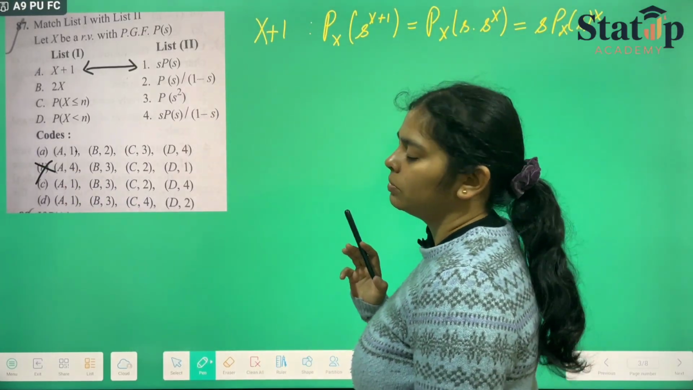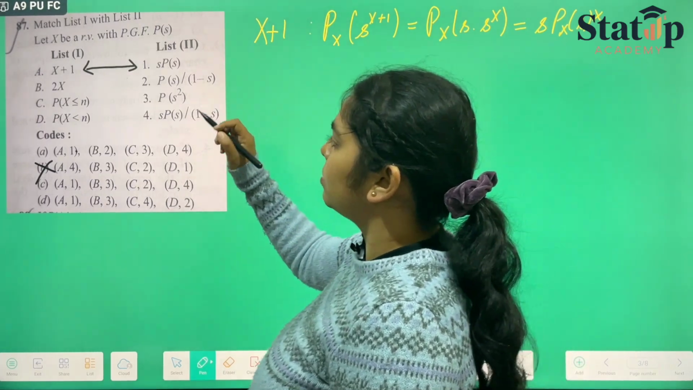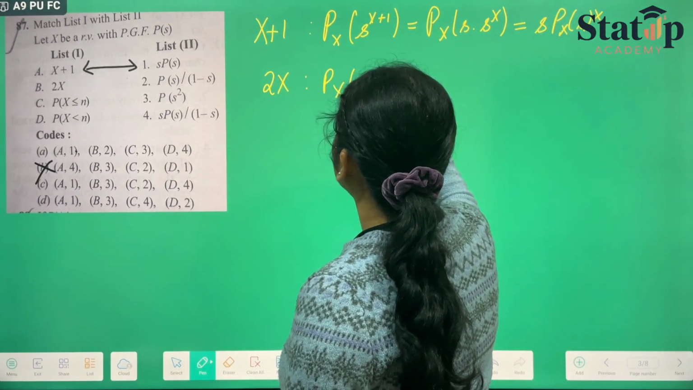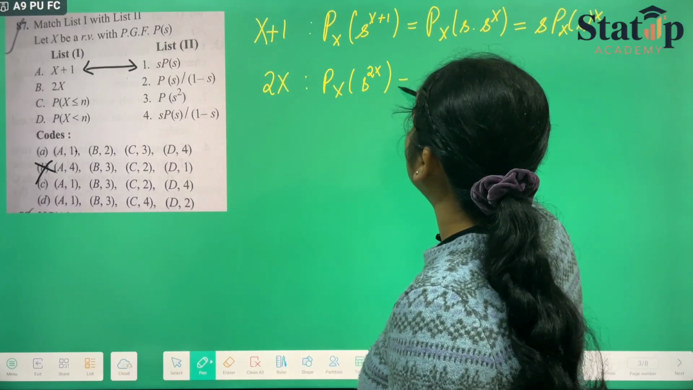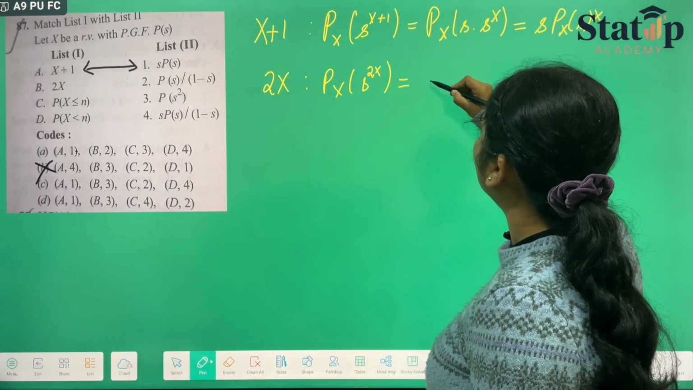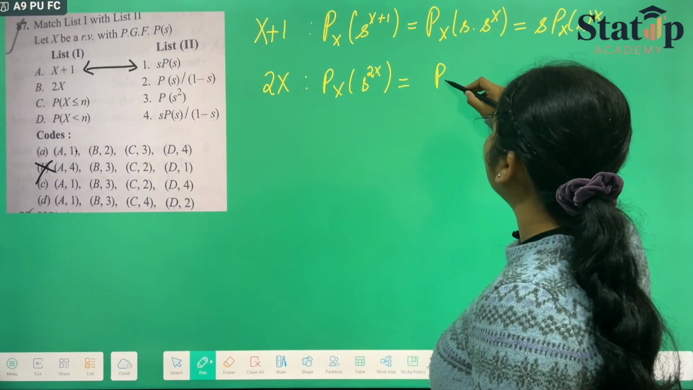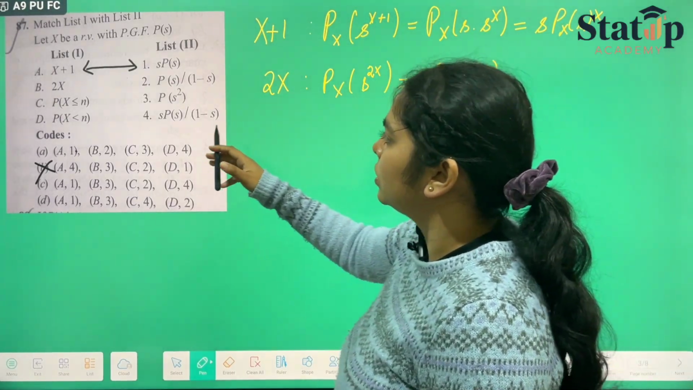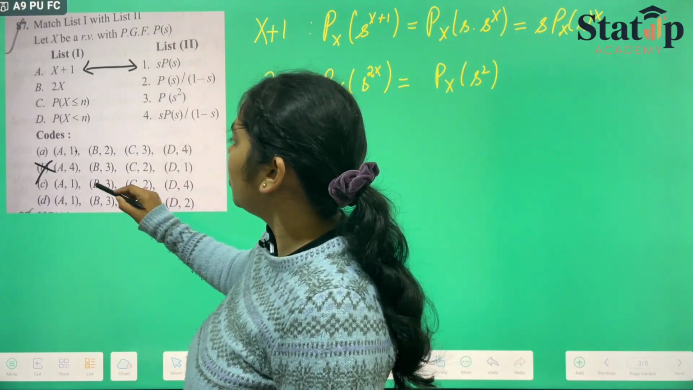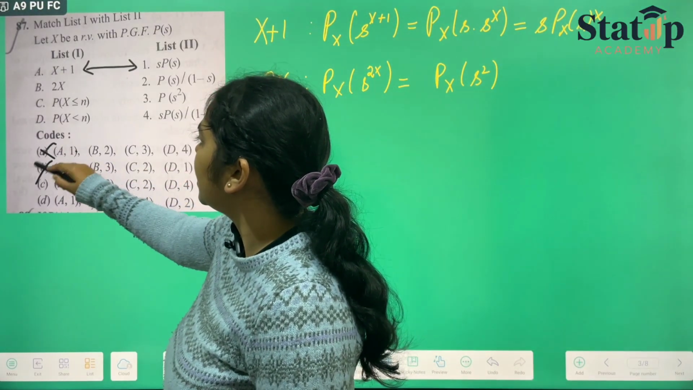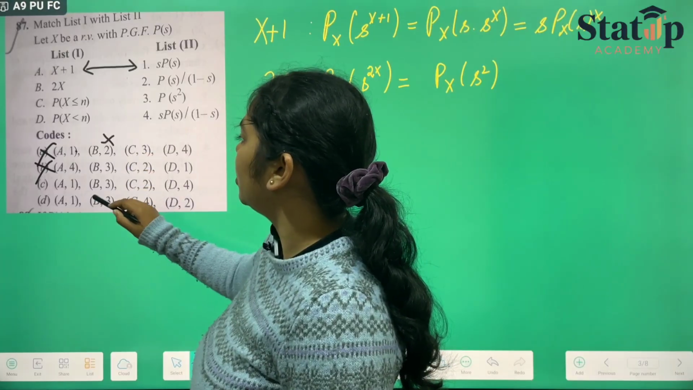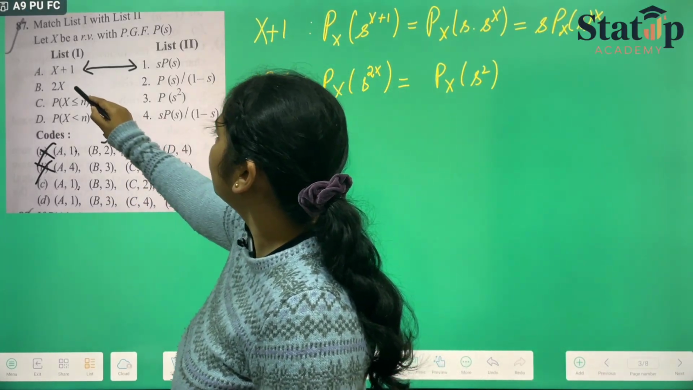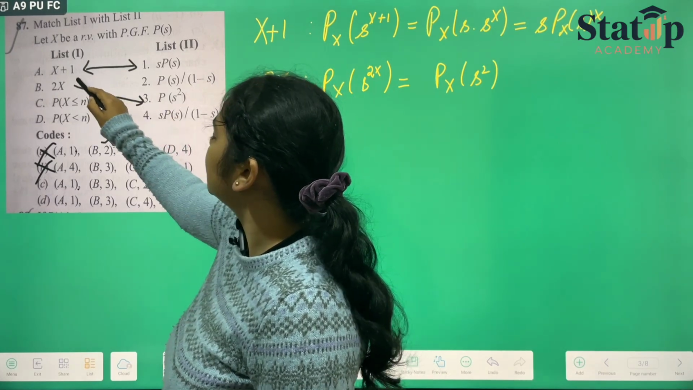Next, we'll check B because it also has two variables. If we are talking about 2X, then P_X(s) raised to the power 2X can be written as P_X(s square), which we have done right now also. So B has option number 3. Now these two cannot be the option because B is 2. So C and D must be one of the options. So B is matching with option C.